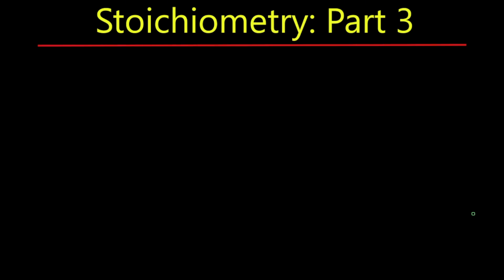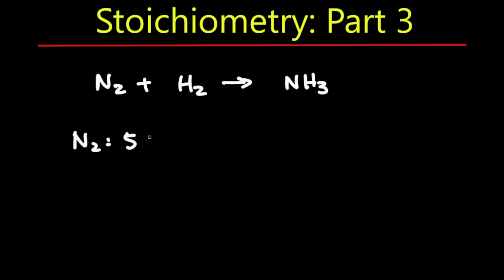Here is a question. Nitrogen and hydrogen react according to this following equation. N2 plus H2 yields NH3. This equation needs to be balanced, but let's do that later. What volume of hydrogen is necessary to react with 5 liters of nitrogen? Assume STP, which means that we can use the 22.7 as our conversion rate.